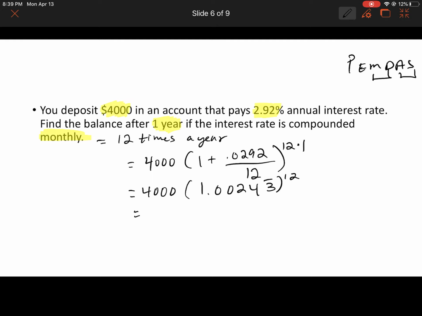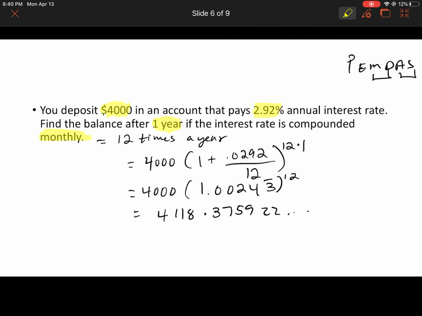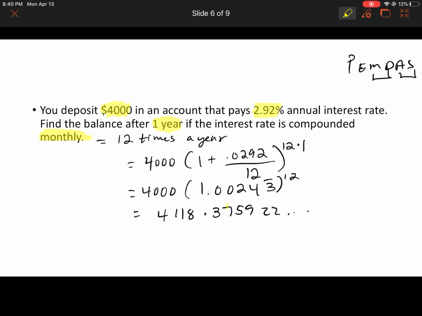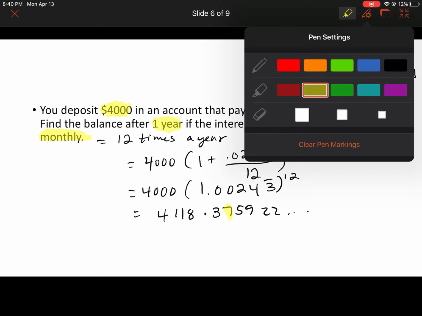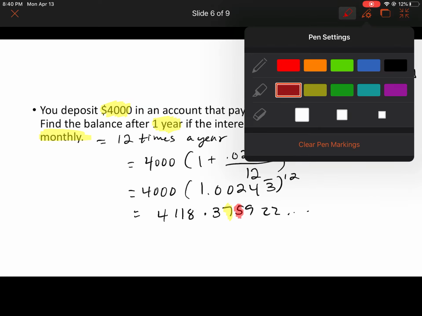Okay, so after you do all of this, you should get $4,118 with 375,922 yada yada yada. Okay, we're gonna round the same way because this is money. What colors did I use before? Oh, yellow and red. So we're going to round to this value, the second value after the decimal, and we're going to use this number to determine whether the value is going to go up or down.